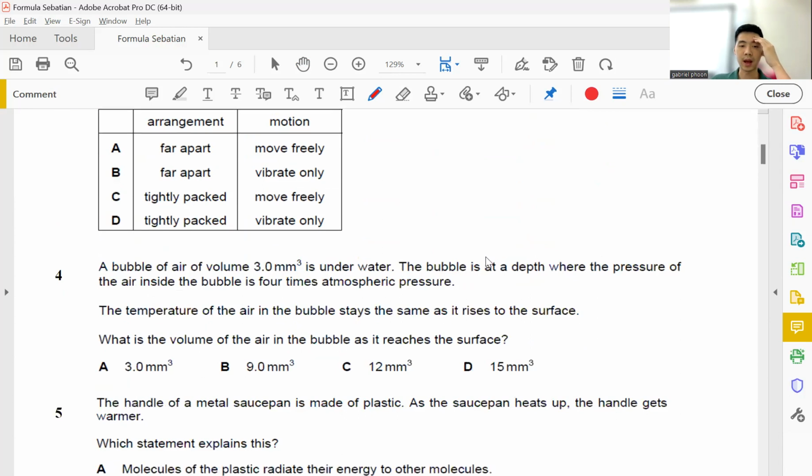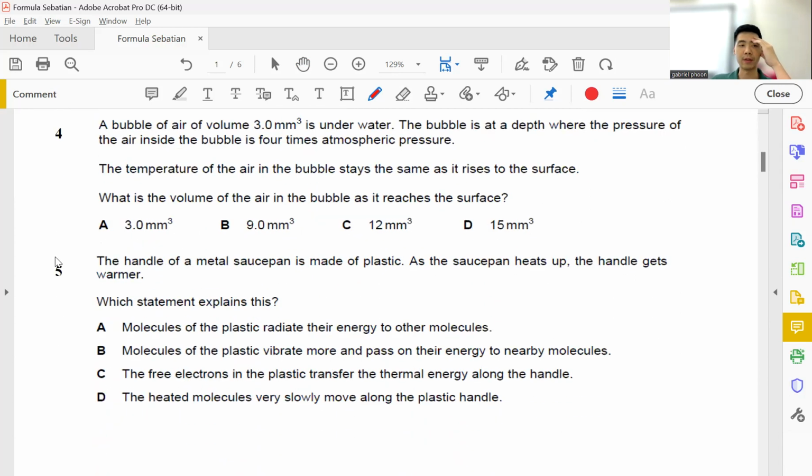And the second one that I wanted to highlight was question number 5 here, guys. If you look at this question here, most of you guys didn't notice this. I think most of you guys might have circled C as the answer as well, guys. If you look at the question here, it says that the handle of the metal saucepan is made of plastic, guys. This is the key word. And if it is made of plastic, will there be any free electrons or not?